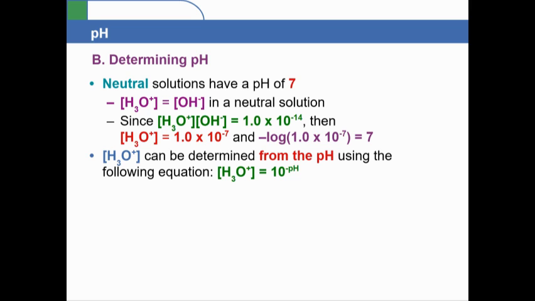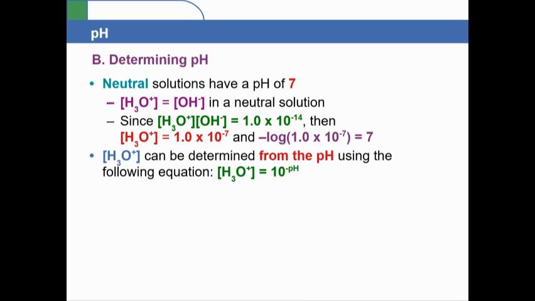And if you want to go backwards, if you have the pH and you want to figure out what the hydronium ion concentration is, then you have to use the inverse log. Now, if you never realized this, the inverse log is your 10 to the x button. On most calculators, it's the secondary function on your log button.